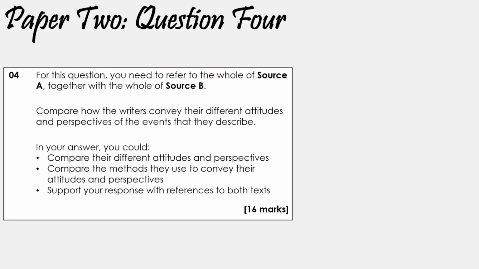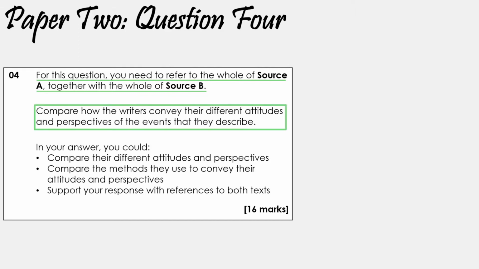A question 4 looks something like this. It's focused on the entirety of both sources, so you can take quotations from anywhere in either source. Now Paper 2's full title is English Language Paper 2 Writers' Viewpoints and Perspectives. So on question 4 you are asked to work out how each writer feels about a certain topic, and then you are going to compare these viewpoints or perspectives. Are they similar or different, and how?